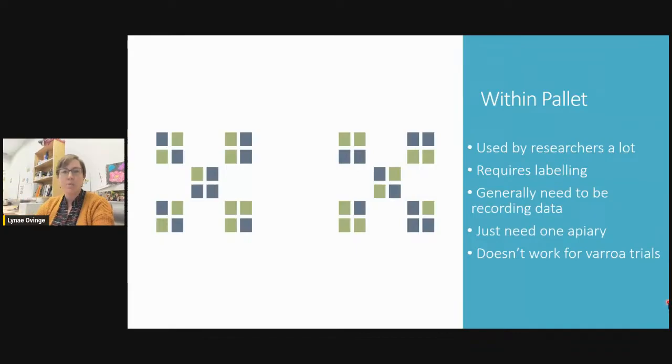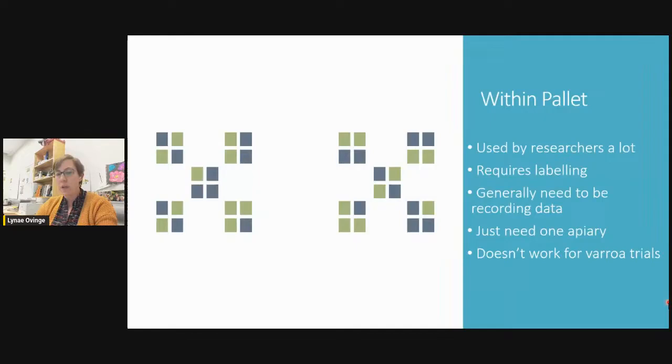When you see us present, this might be the only design you've ever seen us present. There's lots of different ways to distribute the treatments, but it really does require labeling. Usually you have to label each hive so that there's no confusion. Generally, when you're doing a design like this, you're going to be recording data about each hive, so you need to have those sheets out. You just need one apiary to do it.